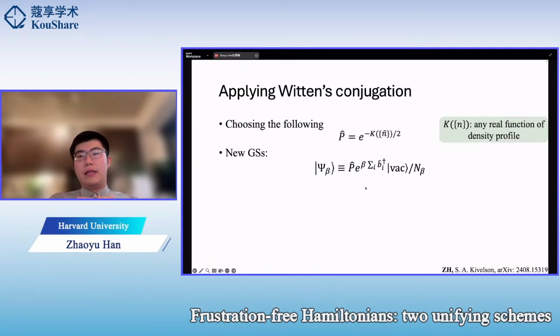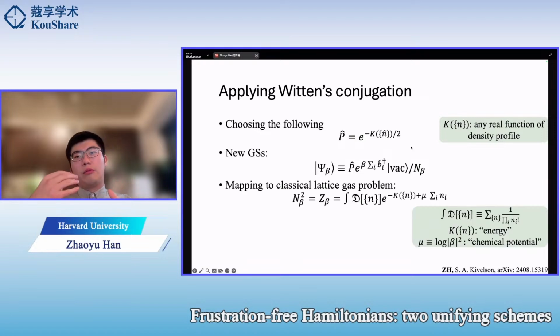Now let's apply this general method. In our work, we consider a class of relatively simple P operator, which is defined by any real function K of the density profile. Then we know that the new ground state of the conjugated Hamiltonian will be P times the plain BEC state. And now you can interpret the P operator as some second quantized form of a Jastrow-like factor. It's then probably not surprising if I tell you that the correlations in the ground state map to the classical lattice gas problem of indistinguishable particles defined on the same spatial lattice, where the Boltzmann weight for each configuration is nothing but e to the minus K.